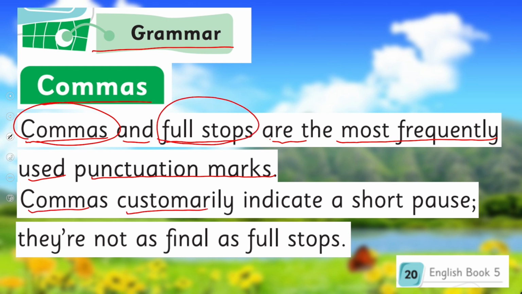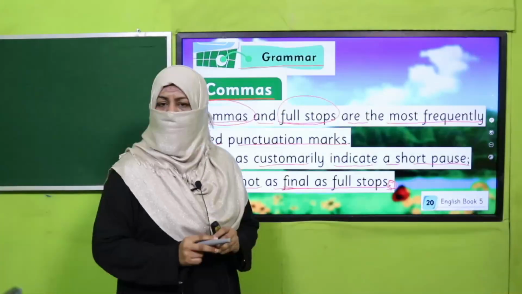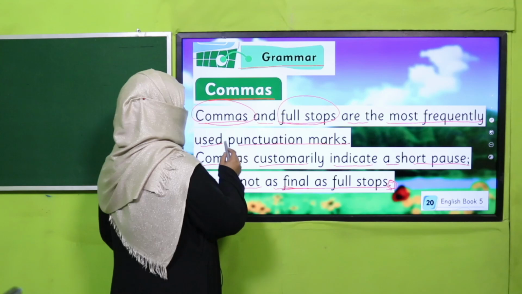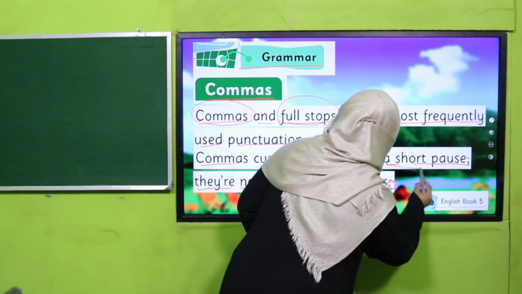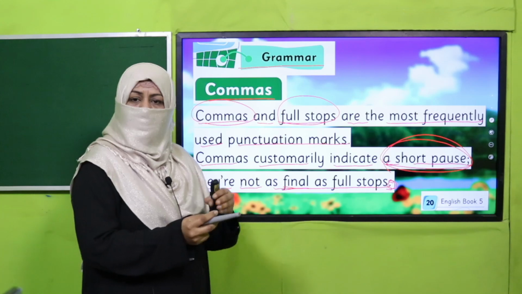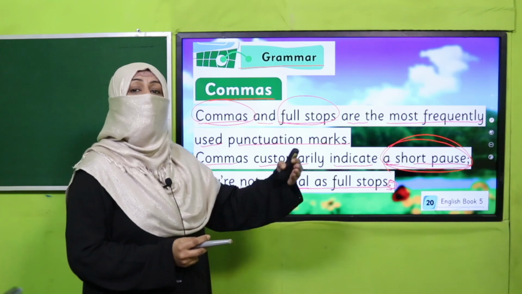Commas customarily indicate a short pause. They are not as final as a full stop. So when you end your statement, you put a full stop. But if you put a comma, it means your statement is not yet final. It is still continuing. So it is a short pause. When you put a comma, it means you have to take a pause and the statement is still continuing.